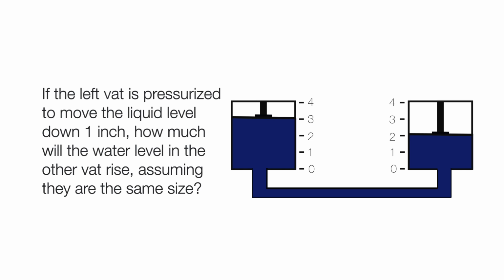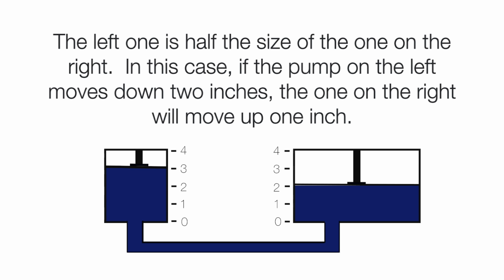Because of the rules that we mentioned before, especially because pressure applied to an enclosed liquid is equally distributed, when the liquid on the left vat is pressed down 1 inch, the water level on the right vat will rise exactly 1 inch. Another example.